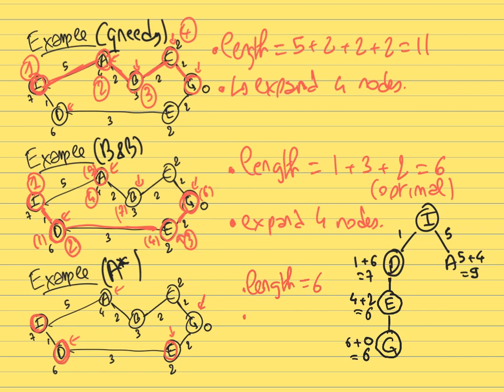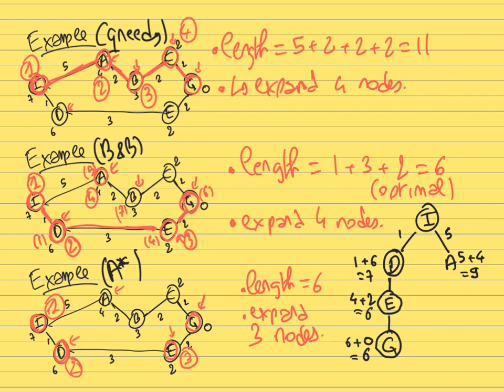And in terms of the efficiency of the algorithm, how many nodes did you have to expand? So in this case, you had to expand the node I, that was the first one. Then you had to expand the node D, that was the second one. Then you had to expand the node E. And after this, that allowed you to find the node G. So you had to expand only 3 nodes in order to find the goal.